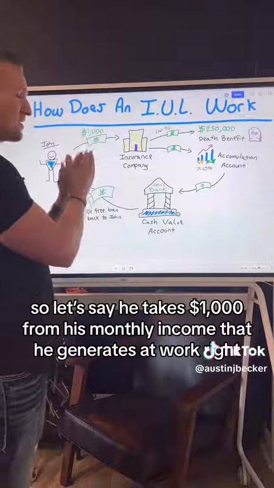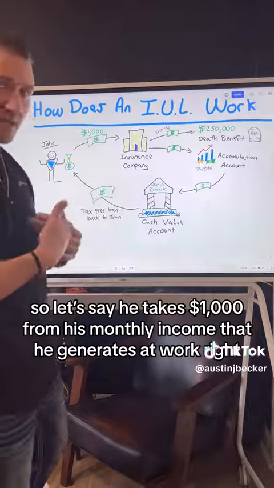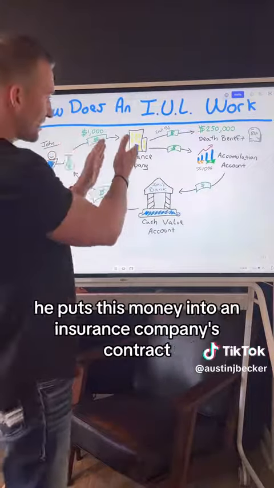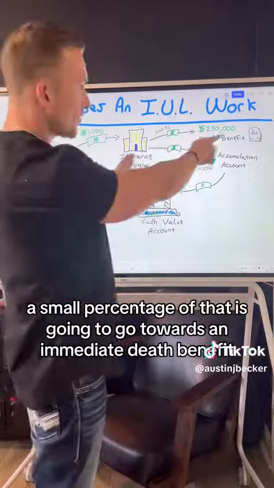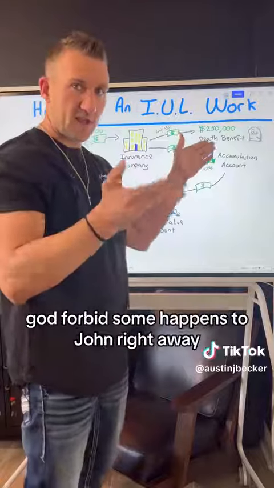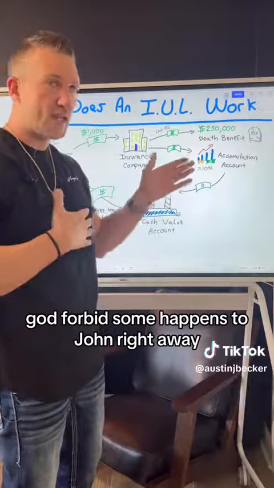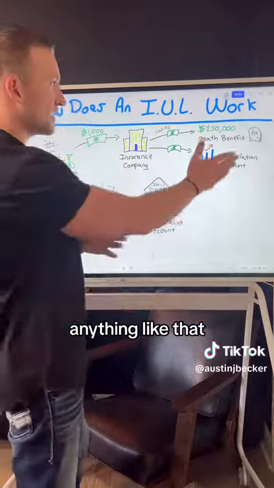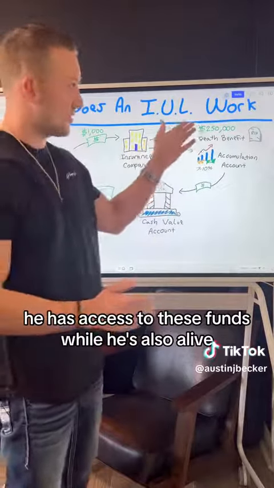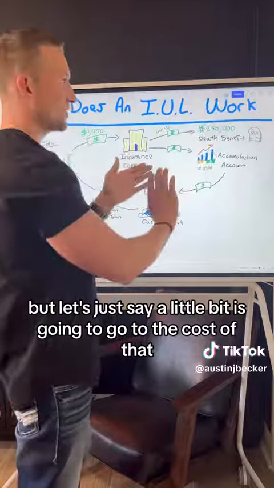So let's say he takes $1,000 from his monthly income that he generates at work, right? He puts this money into an insurance company's contract. A small percentage of that is going to go towards an immediate death benefit. God forbid something happens to John right away, it'll pay out to his family. If he gets cancer, stroke, heart attack, brain aneurysm, anything like that, he has access to these funds while he's also alive.